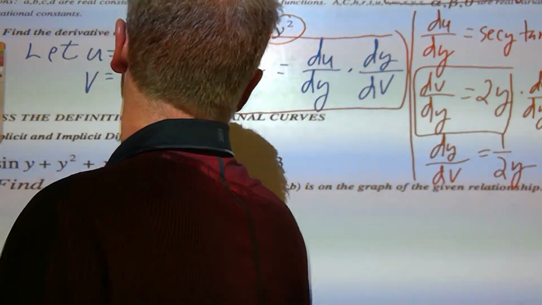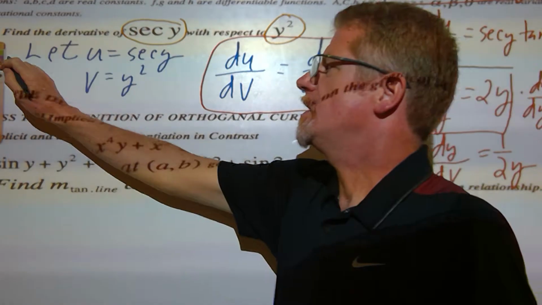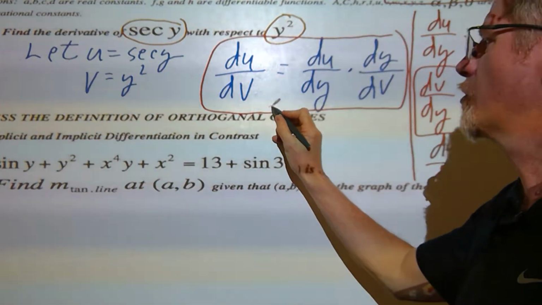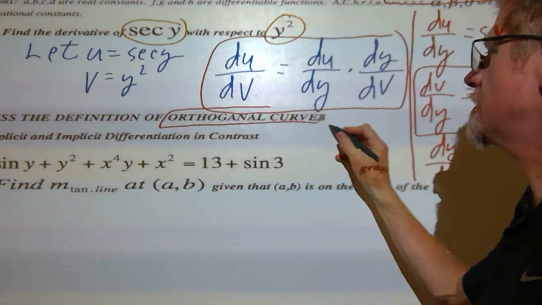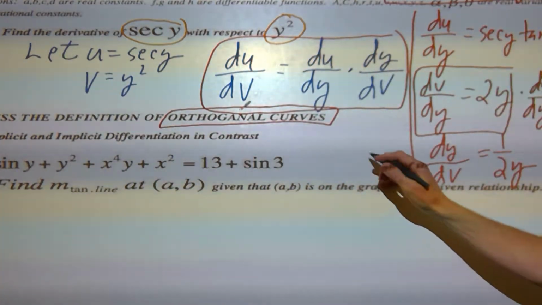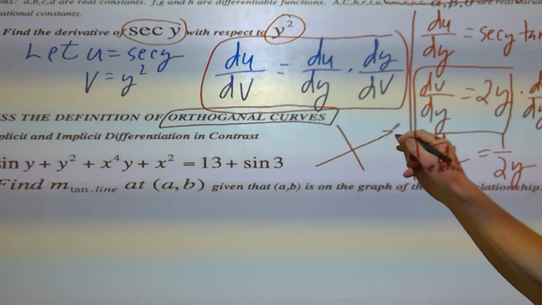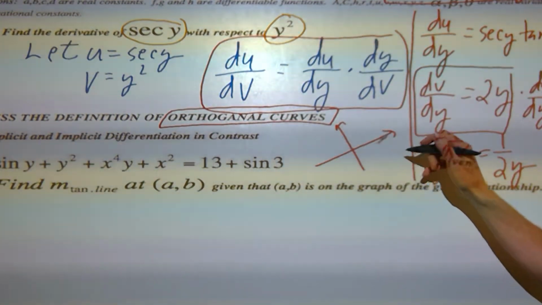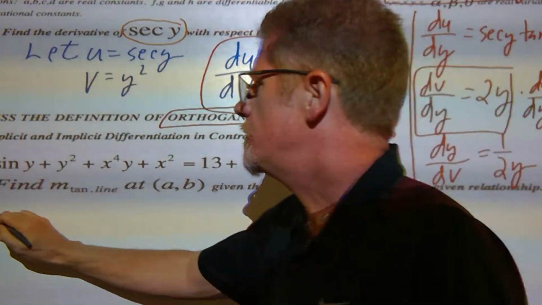Okay, so orthogonal curves. By the way, orthogonal is kind of like the vector version of perpendicular. So when you see orthogonal, think perpendicular. And perpendicular in terms of calculus, two lines are perpendicular, that means their slopes are opposite reciprocals of each other.